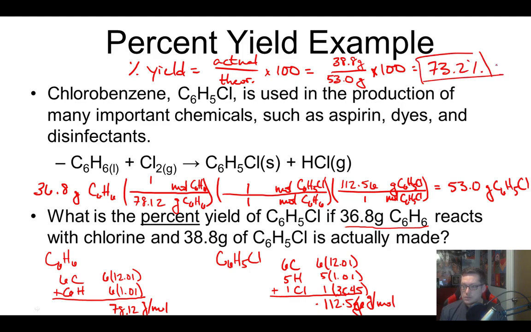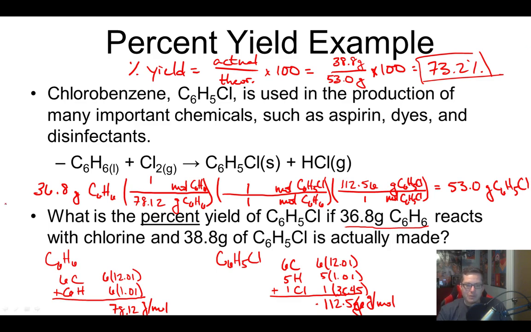All right. So what this is saying is that we should have been able to make 53.0 grams of this chlorobenzene, but for whatever reason, and there could have been a variety of different errors, we only made 73.2% of what we should have made. And that's essentially all we're after here.